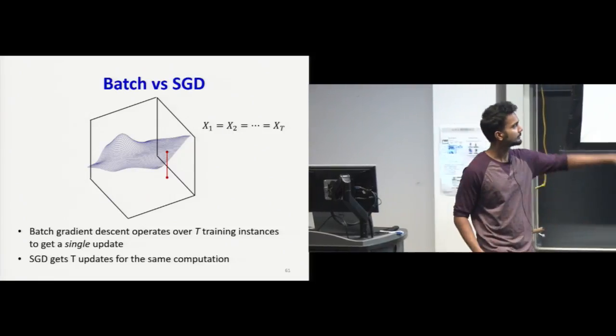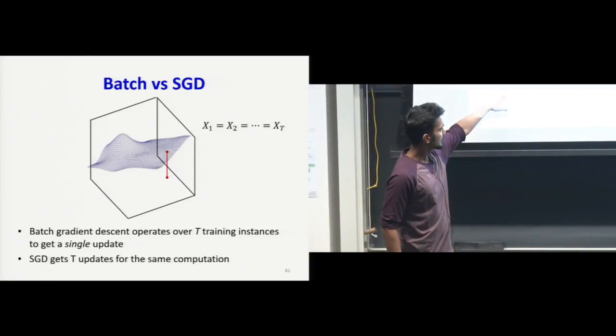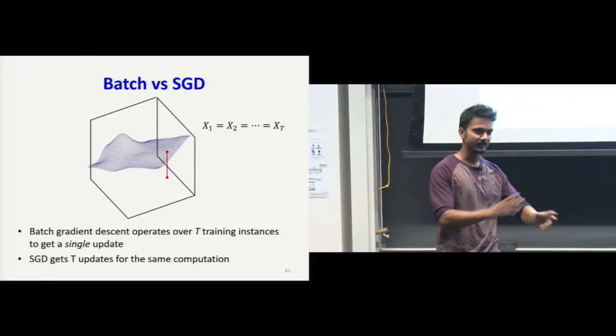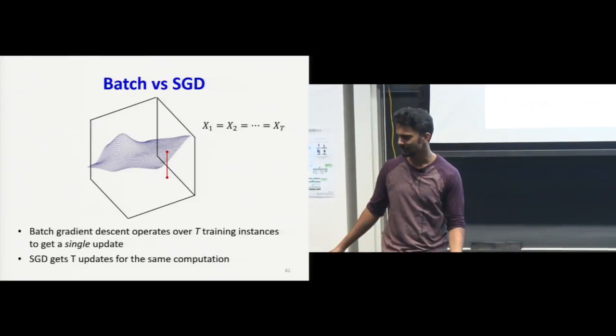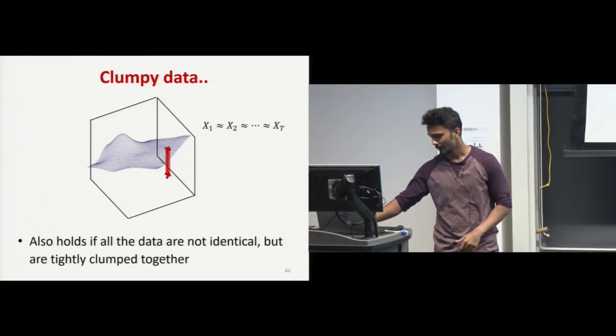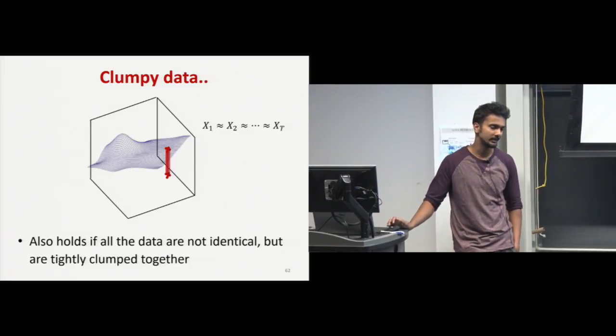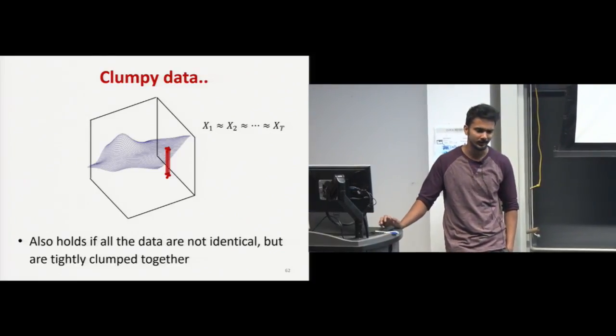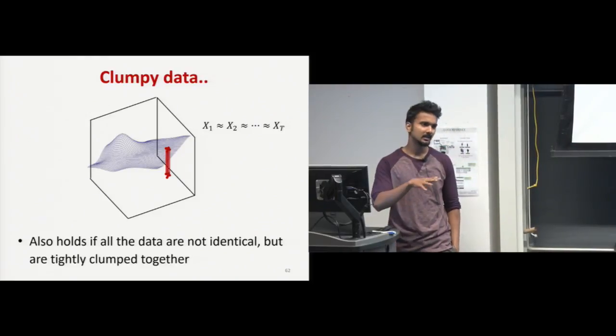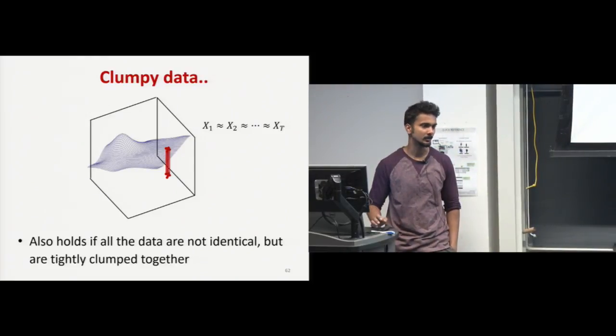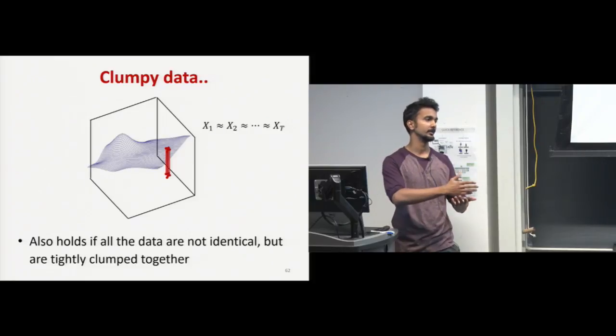So you see, a batch gradient descent basically updates it in a single go, and SGD takes t computations to do the same thing. This also works with data which is very similar. You don't have to have exactly the same data to do it. Even if the data is slightly different, this still applies because the gradient is still going to be in the same direction.